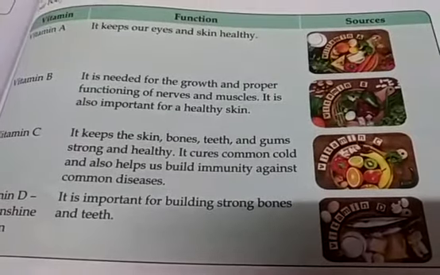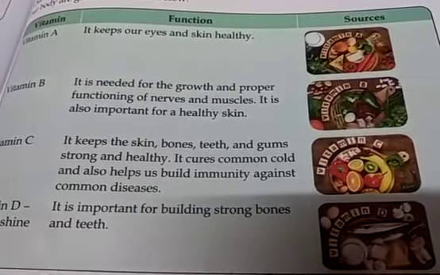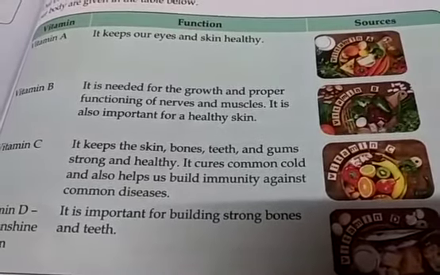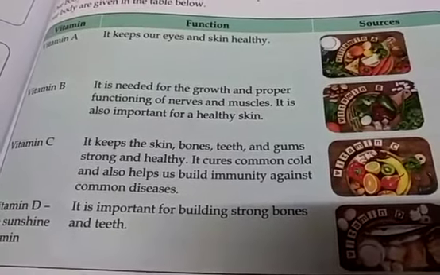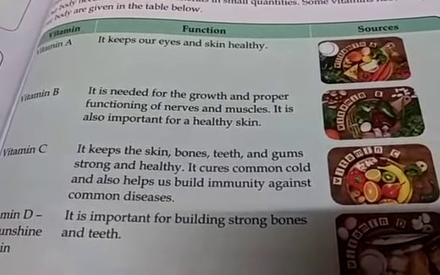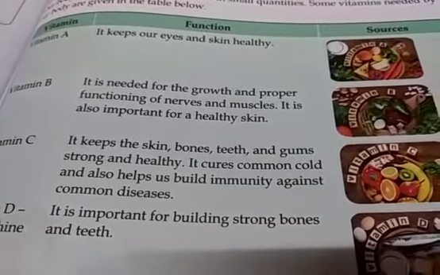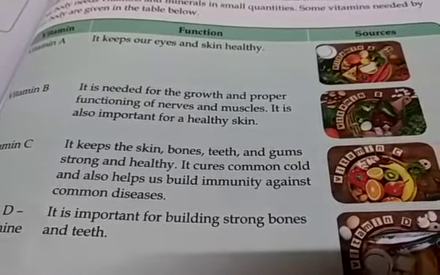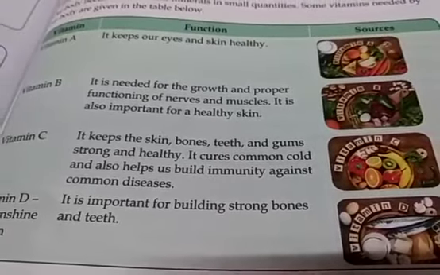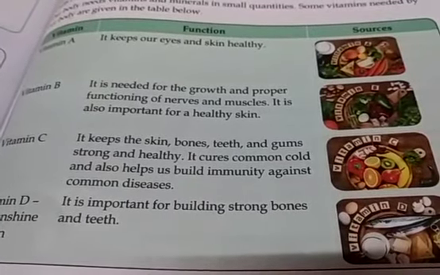The next two important nutrients are vitamins and minerals. Vitamins and minerals, the other name is protective food. So what are protective foods? They are nothing but vitamins and minerals. The foods which are rich in vitamins and minerals are fruits, milk and green vegetables. They contain vitamins and minerals, so they are called protective foods.